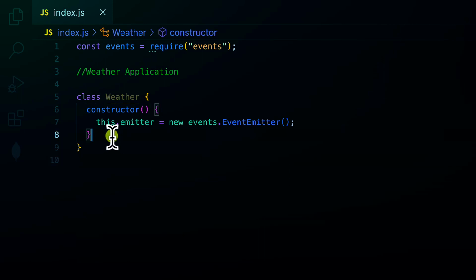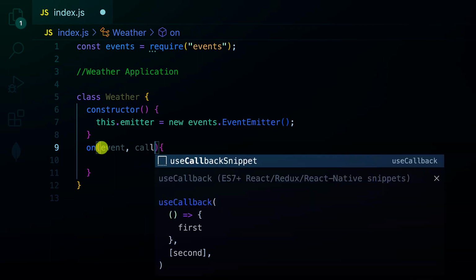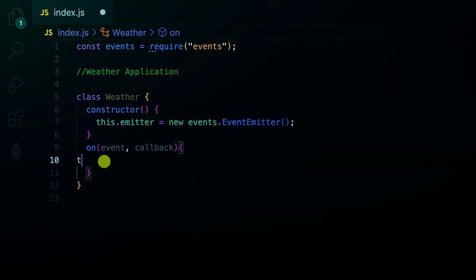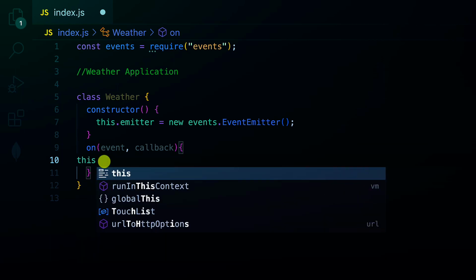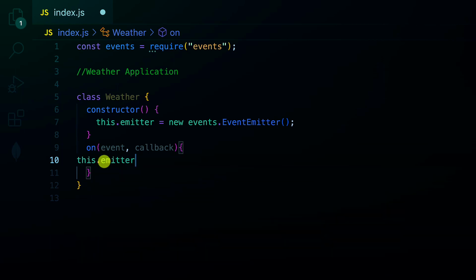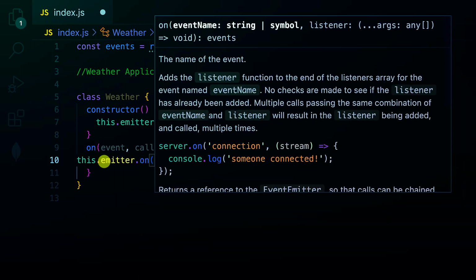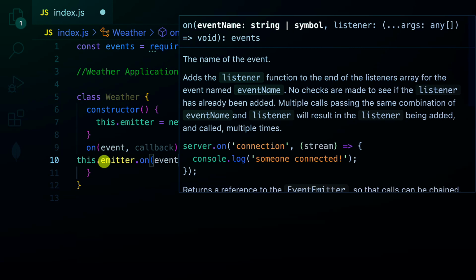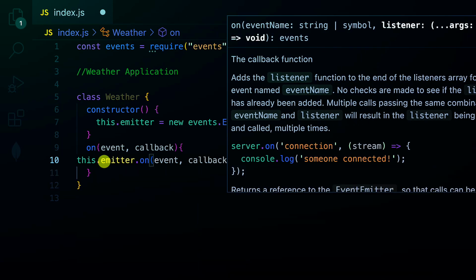The next method is going to be the on method, and it goes like this. For this on method, we are going to receive the event as we have discussed about, and then the callback function. Inside here, we are going to use this.emitter, and we are going to use .on, and we pass in the event and then the callback function.